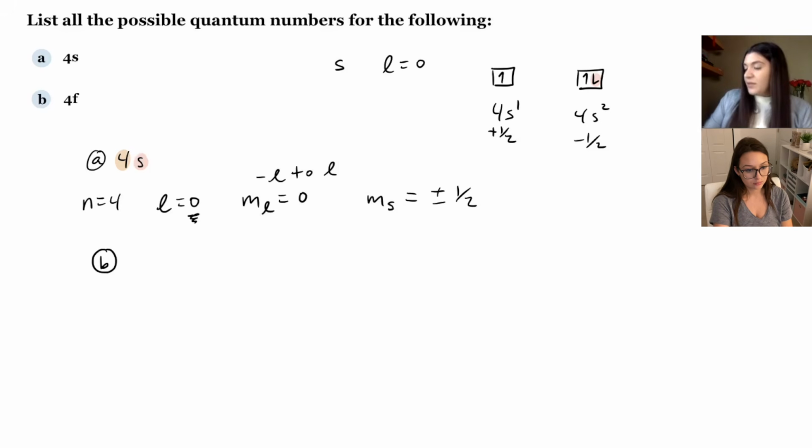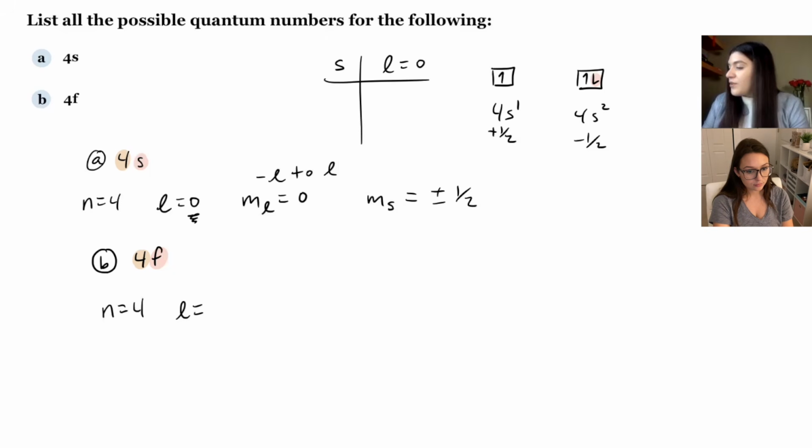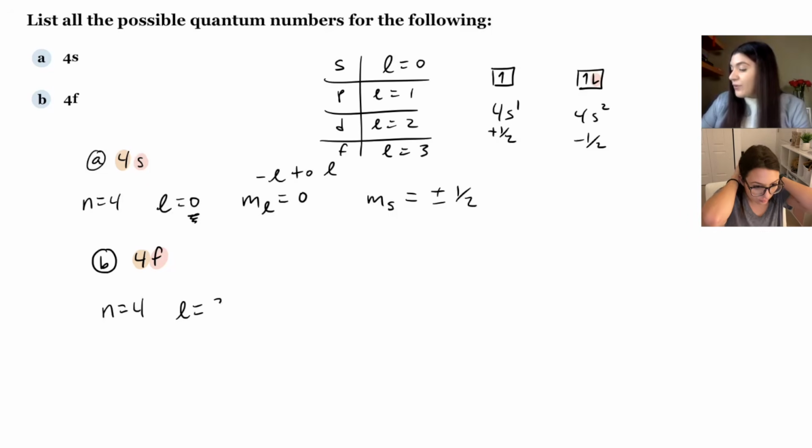And then for part B, a little bit different. Now we have 4F. Again, this 4 represents our N. And then our L, I'm going to figure out from whatever orbital I have here. So I have F. Remember the table looks like this, where there's S, then there's P, that's 1. D is next, which is 2. And then F is 3. So I know L is going to equal 3.